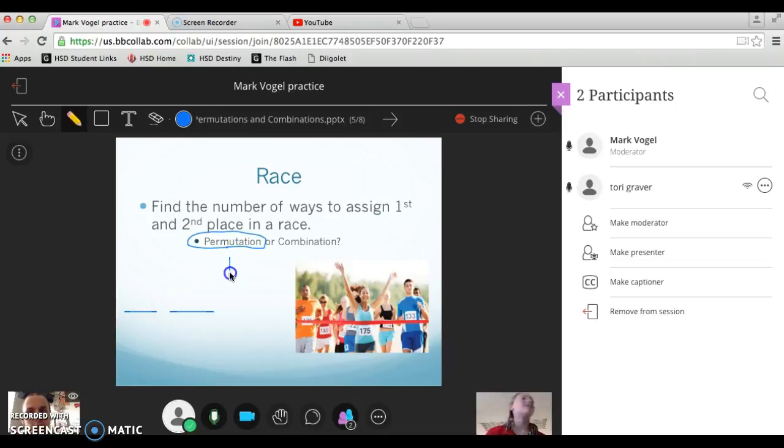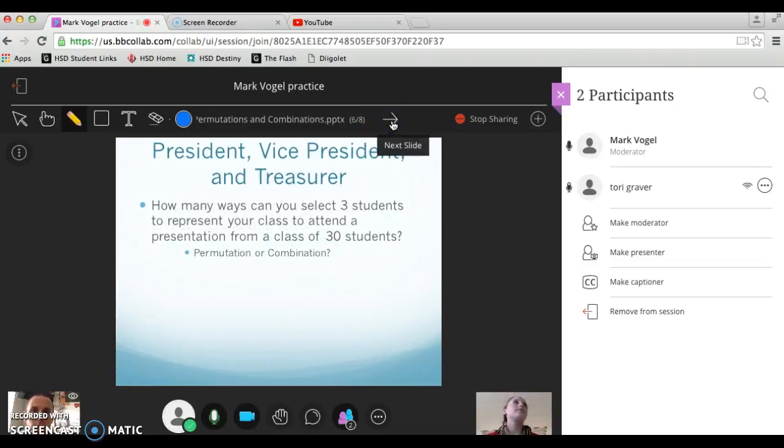So if you had, say, 50 runners in the race, how would you solve this problem? You put 50 and then 49. Good, so 50 and then 49. Then what would you do with those 2 numbers? Then you multiply them. Good. So you multiply and you get something like 2,000 maybe, whatever. Awesome. So now we're going to go on to another one. We're going to skip that one.